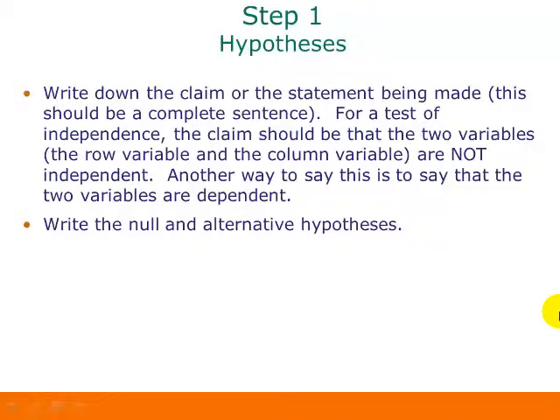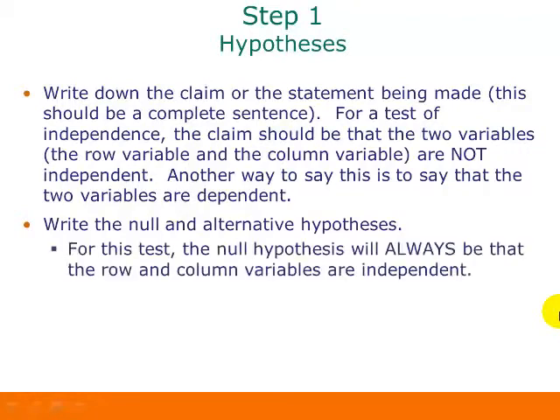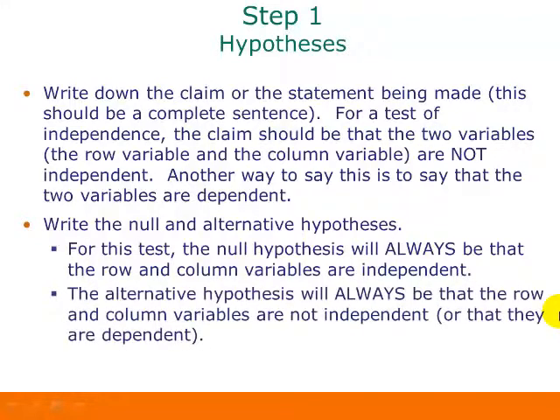Now we're going to write the null and alternative hypotheses, and for these we don't even need to use symbols. We just say for the null hypothesis, it's always going to be that the row and column variables are independent, and the alternative hypothesis will always be that the row and column variables are not independent, or in other words, that they are dependent.